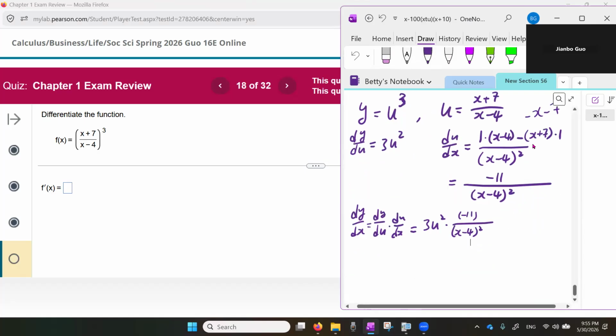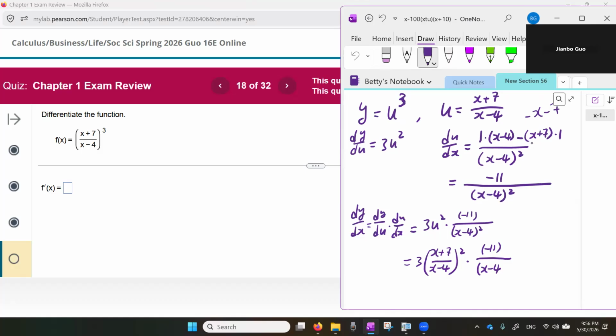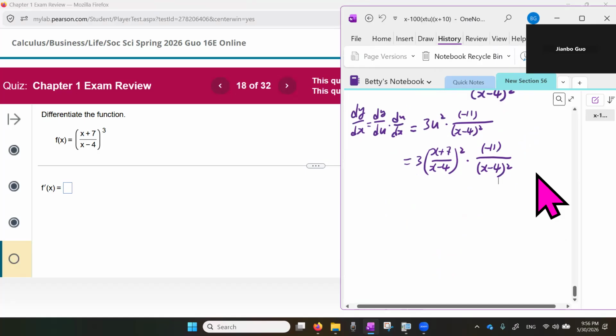And u is (x plus 7) over (x minus 4), to the power of 2, times negative 11 over (x minus 4) to the power of 2. So now to simplify the expression, it's a challenging one. It's not a multiple choice question. You need to type exactly the correct answer. So we have negative 33 (x plus 7) to the power 2 over (x minus 4) to the power 3, times (x minus 4) squared.